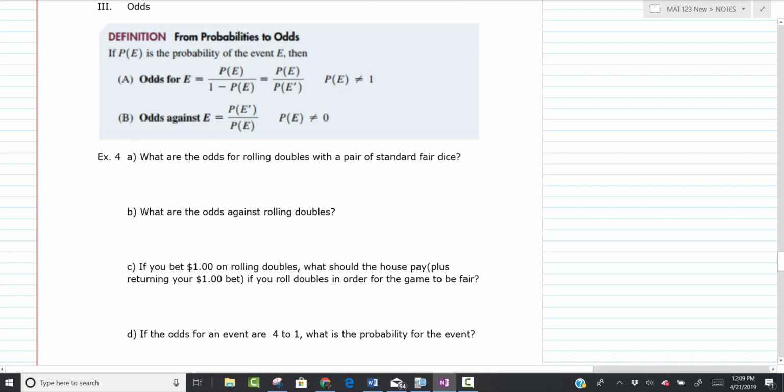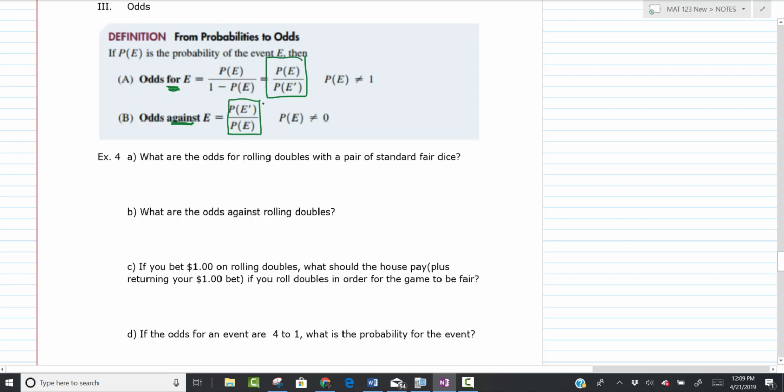We say the probability for an event happening, well, that would be equal to this. This is mainly what you have to know: it's the probability of the event happening divided by the probability of the event not happening. That's the odds for. The odds against is just the reciprocal of that. So the odds against an event would be the probability of the event not happening divided by the probability of the event happening. So they're defined 2 different ways.